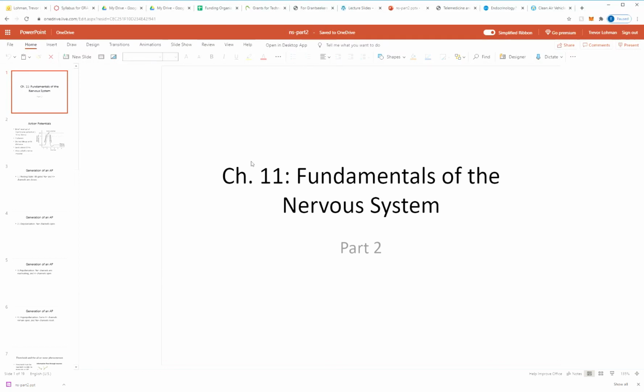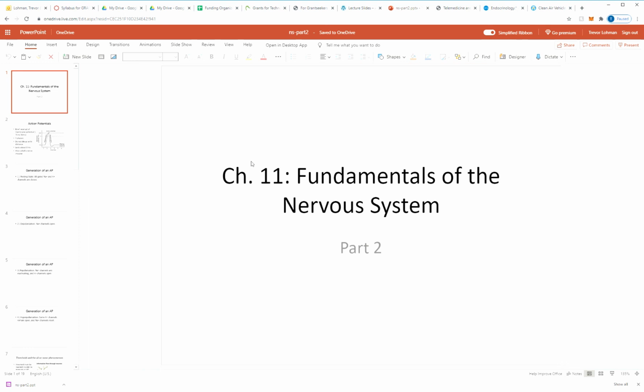Hey guys, welcome to part 2 of chapter 11, Fundamentals of the Nervous System. We left off on graded potentials. We had just really covered graded potentials. We were talking about membrane potentials in general and what they were. And again, it's a separation of charged particles across a gradient. We talked about resting membrane potential, which was about negative 70 millivolts, give or take, depending on the cell.